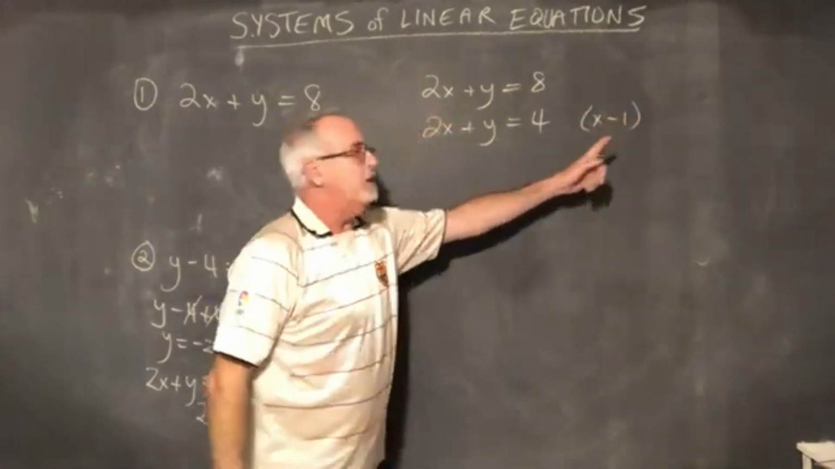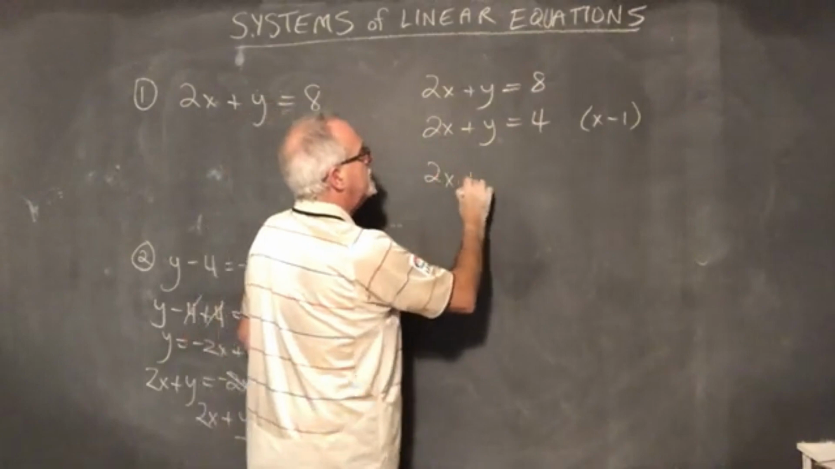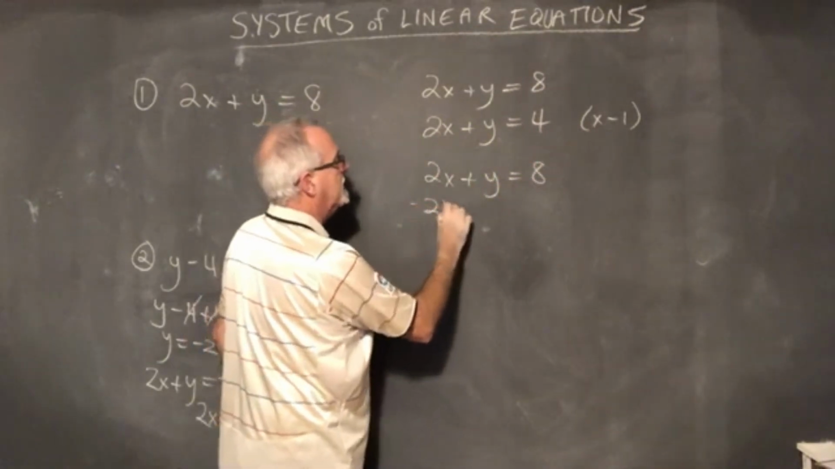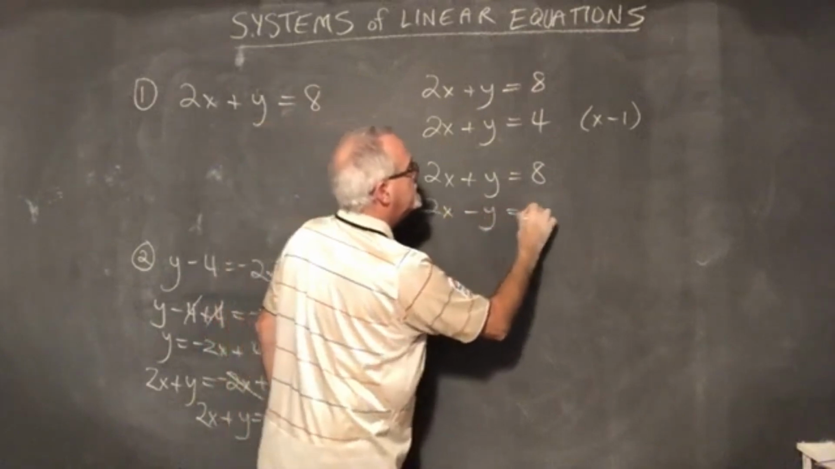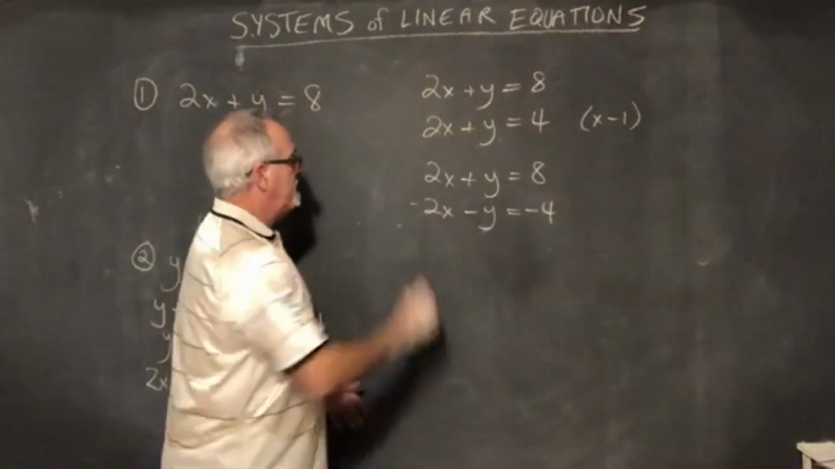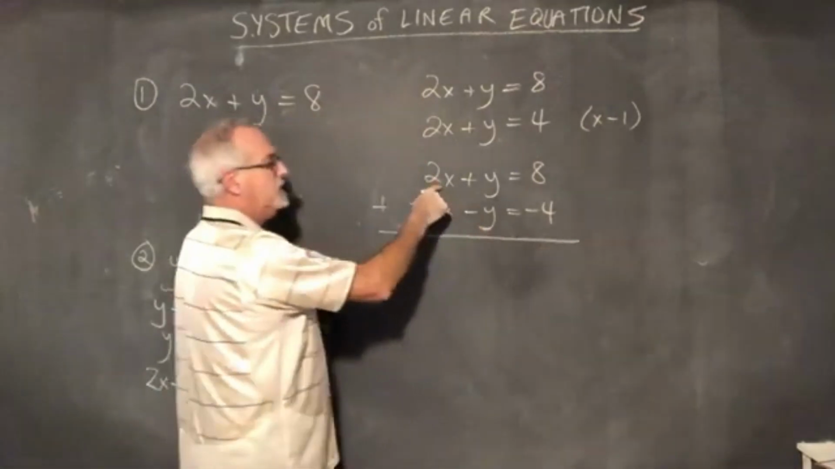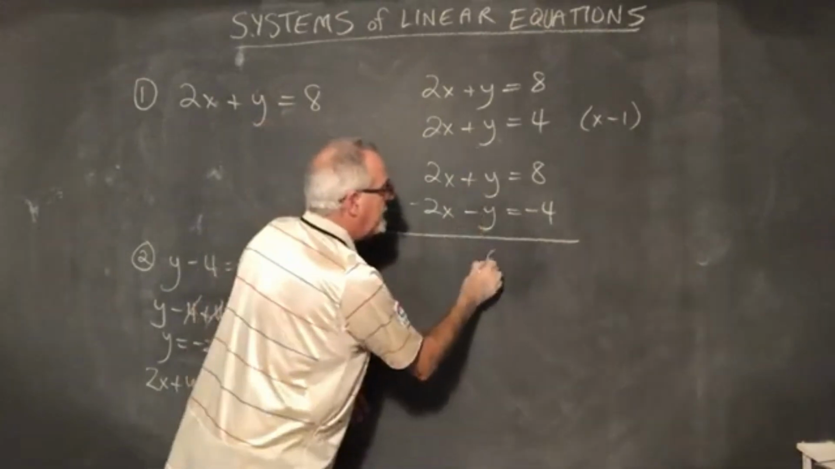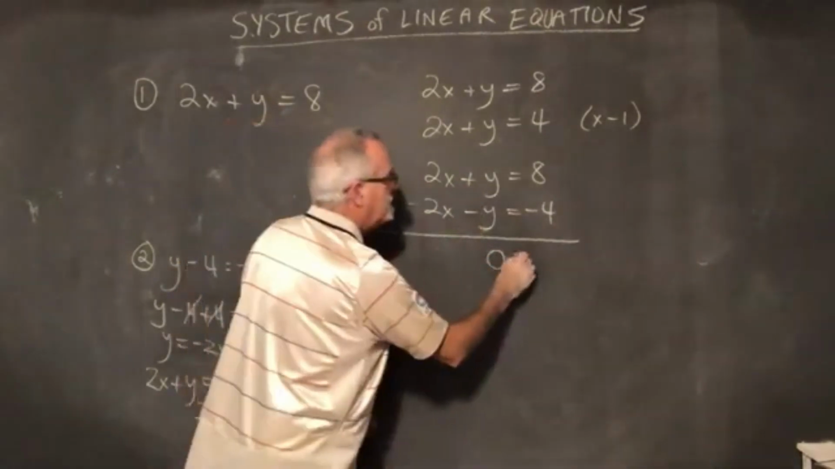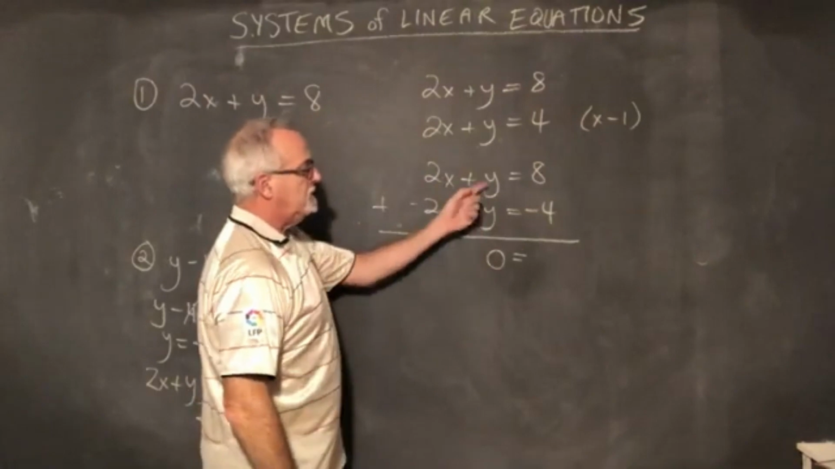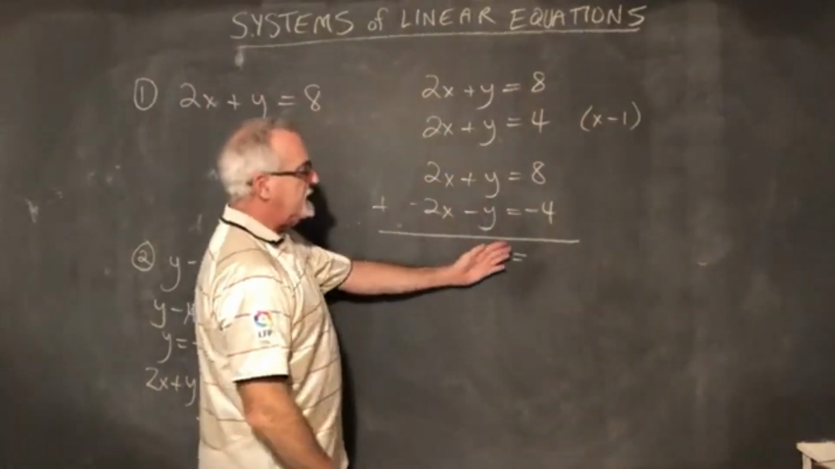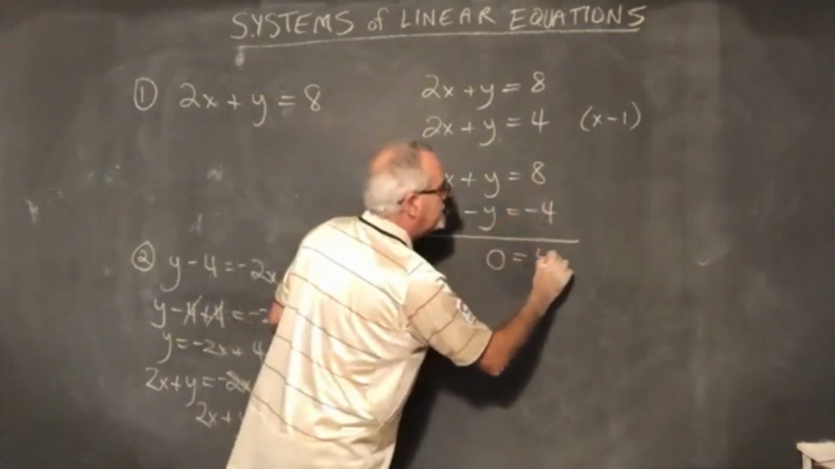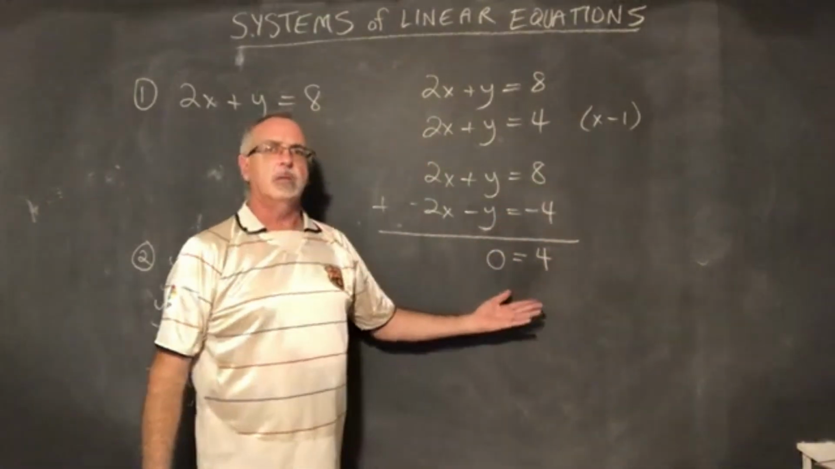I'm multiplying by negative 1. The first equation I'm not changing. The second equation, when I multiply it by negative 1, becomes negative 2x minus y equals negative 4. We're nearly there. Let's add the equations. But 2x plus negative 2x cancels. And y plus negative y also cancels. All that I have on the left side is 0. 2x plus negative 2x equals 0, and y plus negative y also equals 0. It doesn't mean there's nothing there, it means there's a 0 there. But 8 plus negative 4 is positive 4, and I have the statement 0 equals 4.